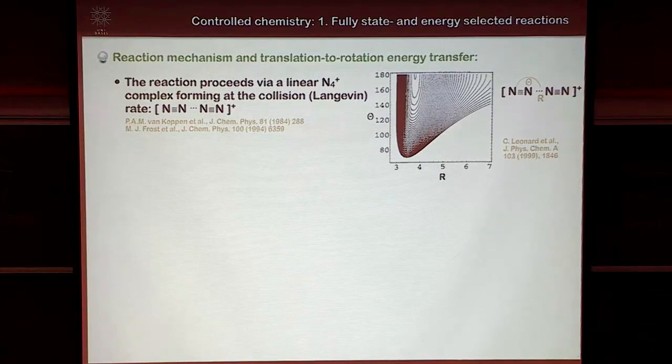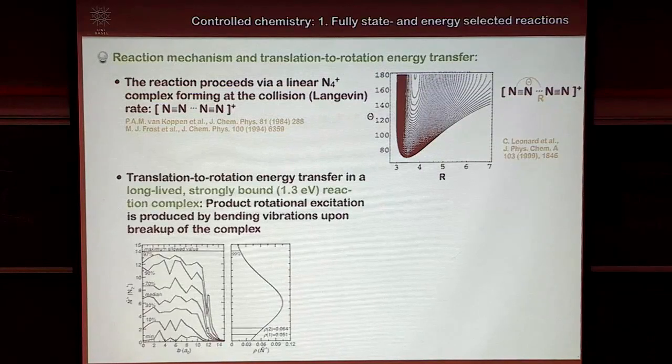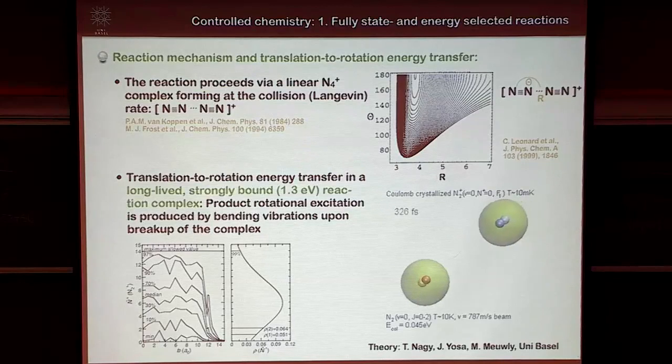Now this is where we again collaborated with theoreticians, in this case Markus Meuli in our department, who did classical dynamics calculations on this reaction. And the key to understand what is going on here is actually to realize that this N4+ complex is very long-lived because it's strongly bound by 1.3 eV. And what happens is that once the complex is formed, this binding energy and the original collision energy is then available to incite large amplitude motions in this complex.